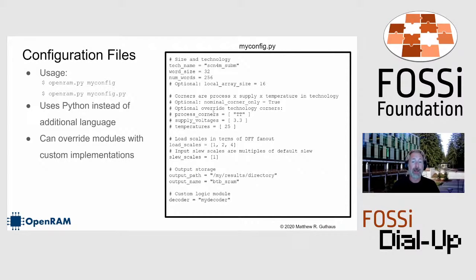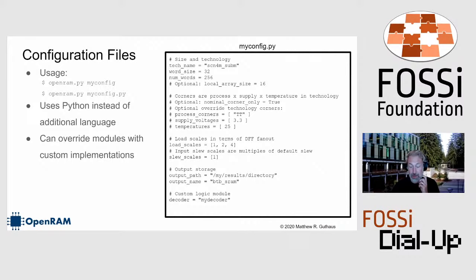Then the later options let you basically do things like specify the voltages and temperatures to characterize it at. You can actually set the output load and input slew for characterization. You can store the results. And then at the last line, you can basically override, for example, a circuit in the memory. If you want to make your own custom decoder module instead of our decoder module, you can actually override that with your own Python module for OpenRAM using our API.